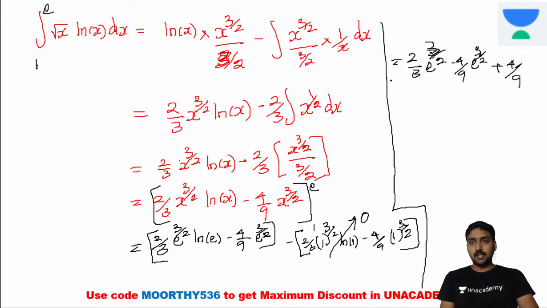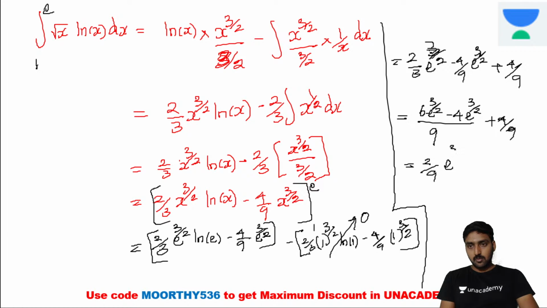So we need to take the LCM, right? If you take the LCM, multiply the 3 on both numerator and denominator. Now 9. If you take the 9 and 3, 6 into e power 3 divided by 2 minus 4 into e power 3 divided by 2 plus 4 divided by 9, it's equal to 2 divided by 9 into exponential power 3 divided by 2 plus 4 divided by 9.